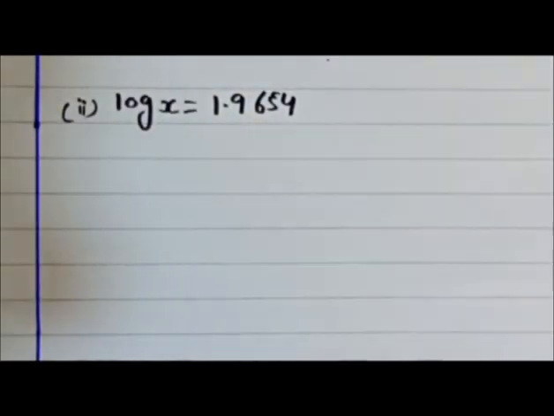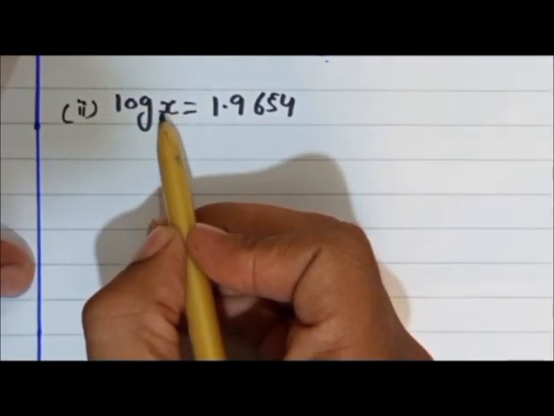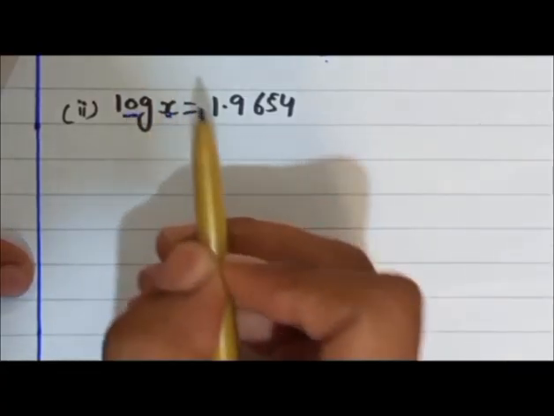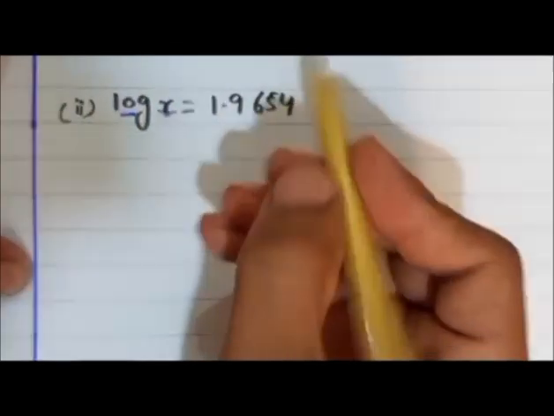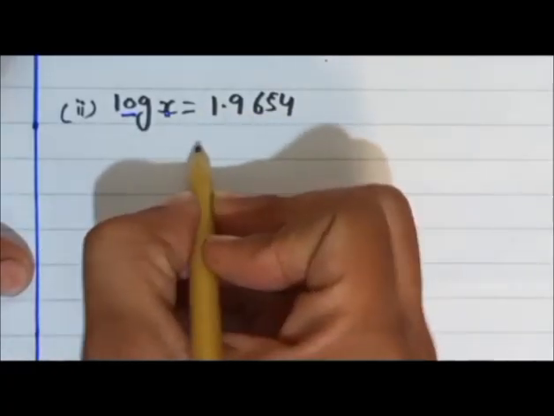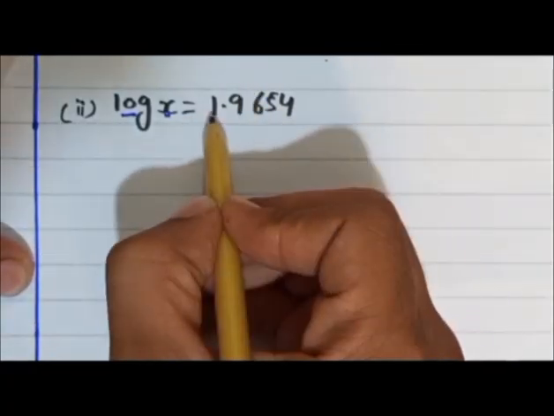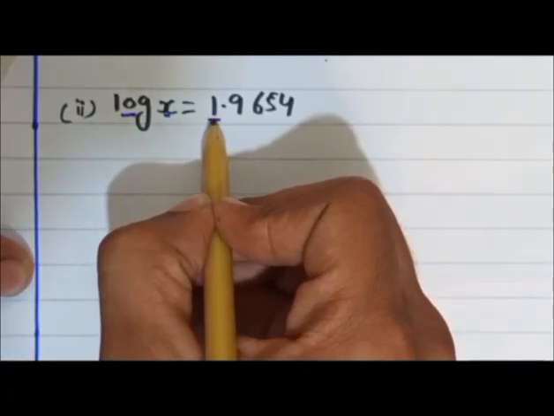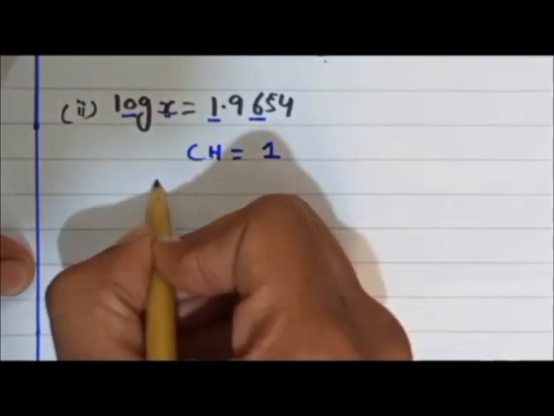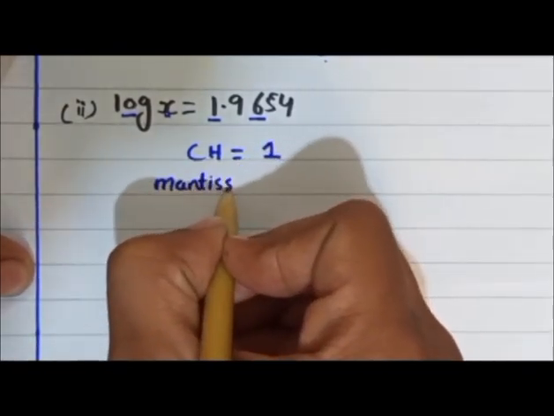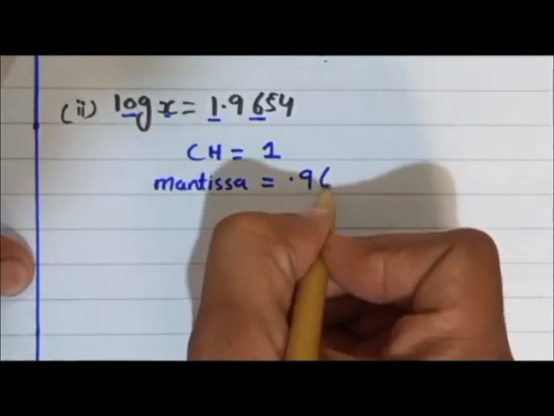Okay, now coming to another question: log x is 1.9654. So this is another question, and I am supposed to find the value of x. I already told you, if you want to find the value of x, you need to cancel this log, and for cancelling it you bring anti-log, the opposite of log. First of all, I will separate the characteristic and mantissa. As you know, it is in logarithmic form. This is my characteristic and this is my mantissa. The characteristic is 1 and the mantissa is 0.9654.